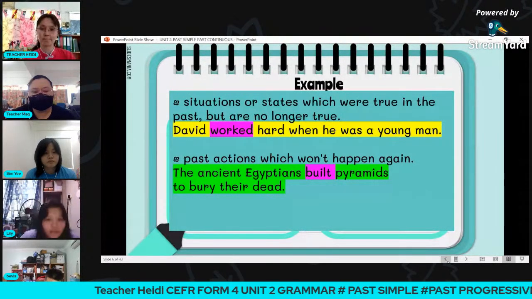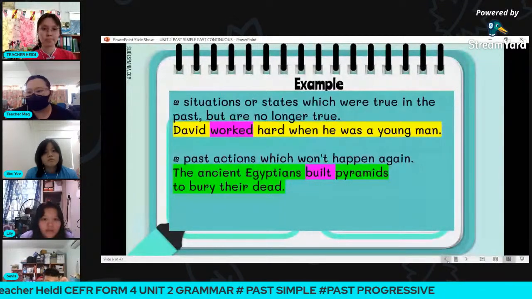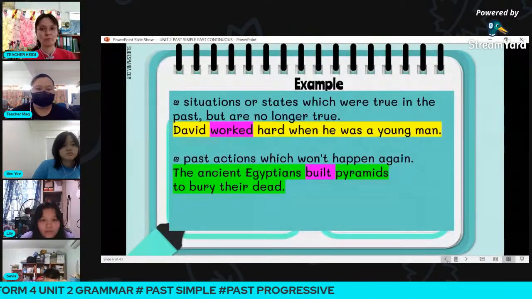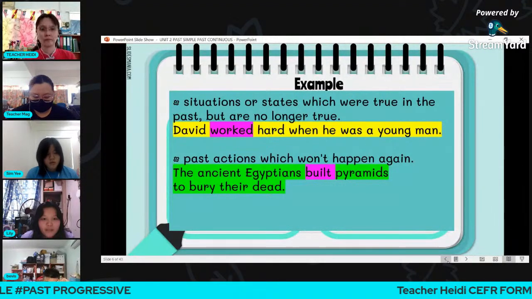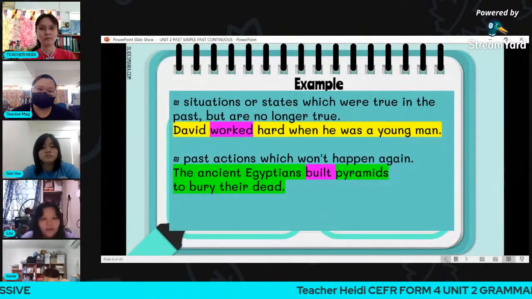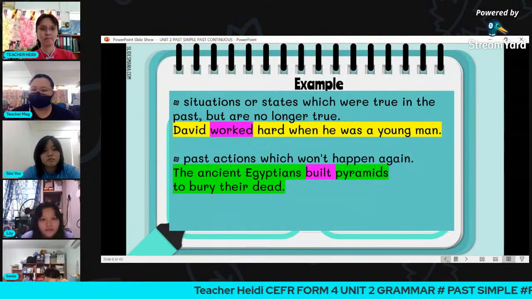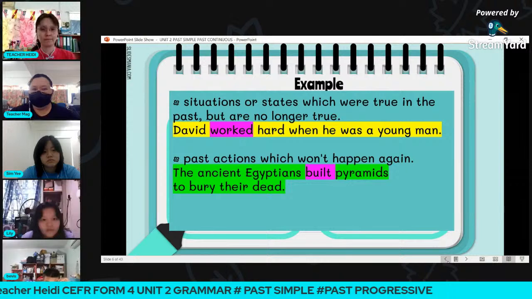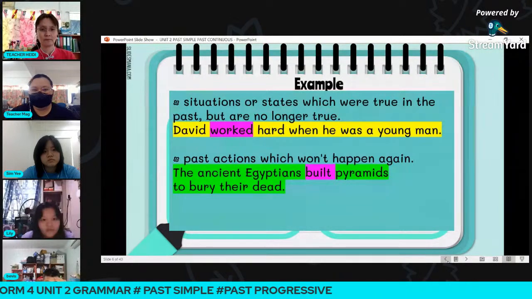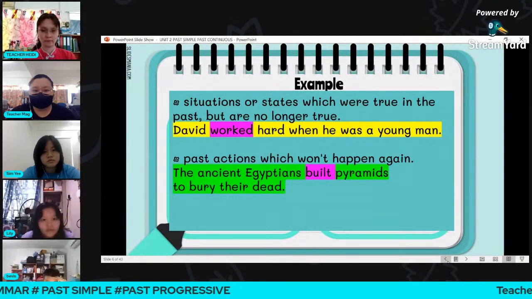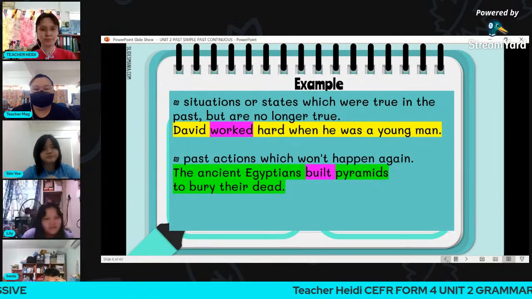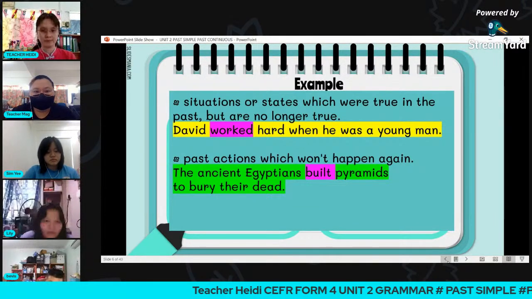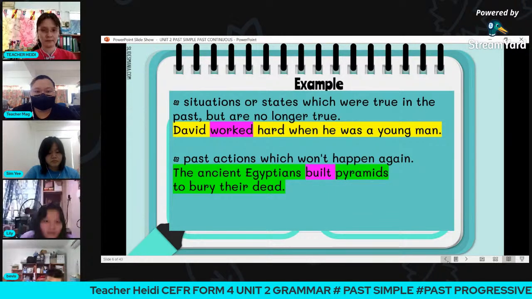Okay, example: situations or states which were true in the past but are no longer true. David worked hard when he was a young man. Past action which won't happen again. The ancient Egyptians built pyramids to bury their dead.